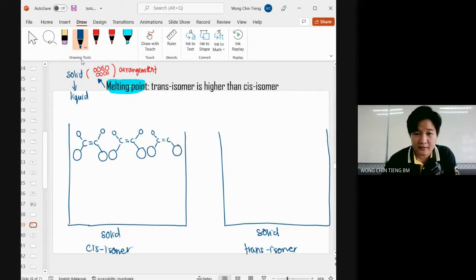Ada orang Kelantan Terengganu ke? Your house okay? Survive?